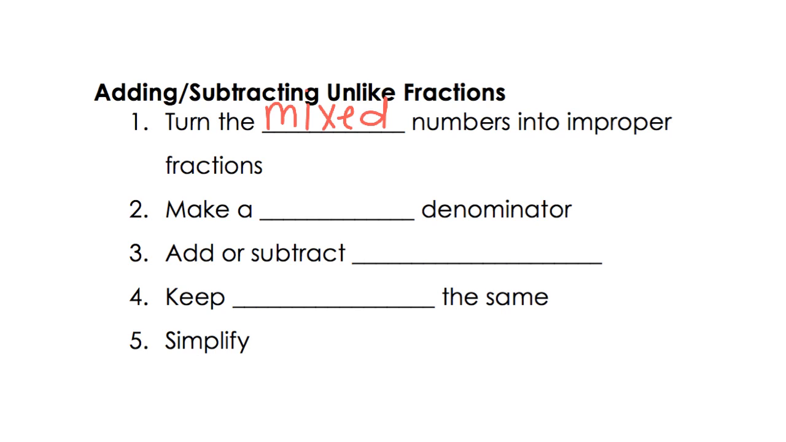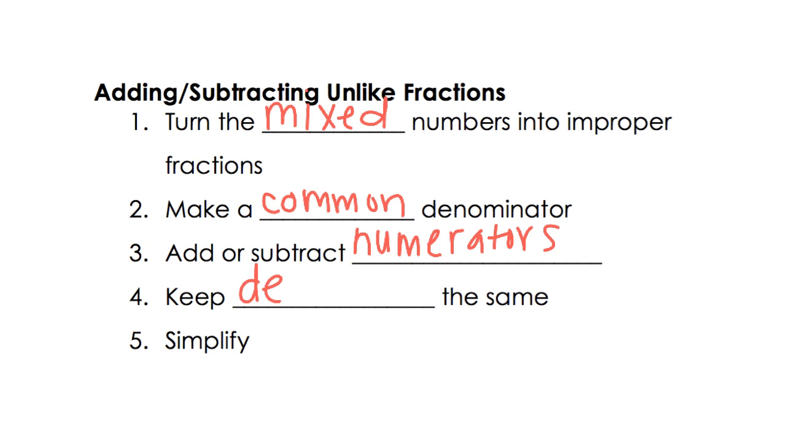And then step 2 is make a common denominator. Step 3 is to add or subtract the numerators. That means the numbers that are on top. Step 4 is to keep the denominator the same. And then step 5 is to simplify.